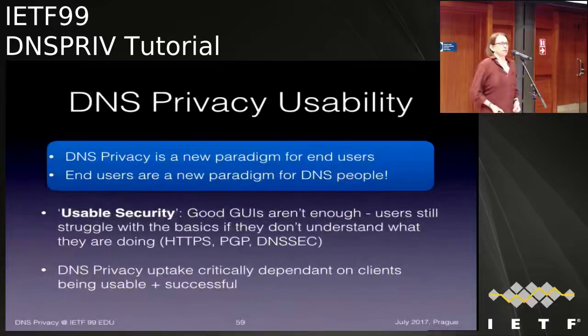But it does bring an interesting question, which is, how do we make this usable? So the thing is, DNS privacy is going to be a completely new paradigm for end users. Think about how much people struggle just with HTTPS, not going to insecure websites, and think about all the effort that's been put into getting the icon just right, the server certificate warning messages right. There are whole teams that do nothing but work on how to make this work for non-technical users.